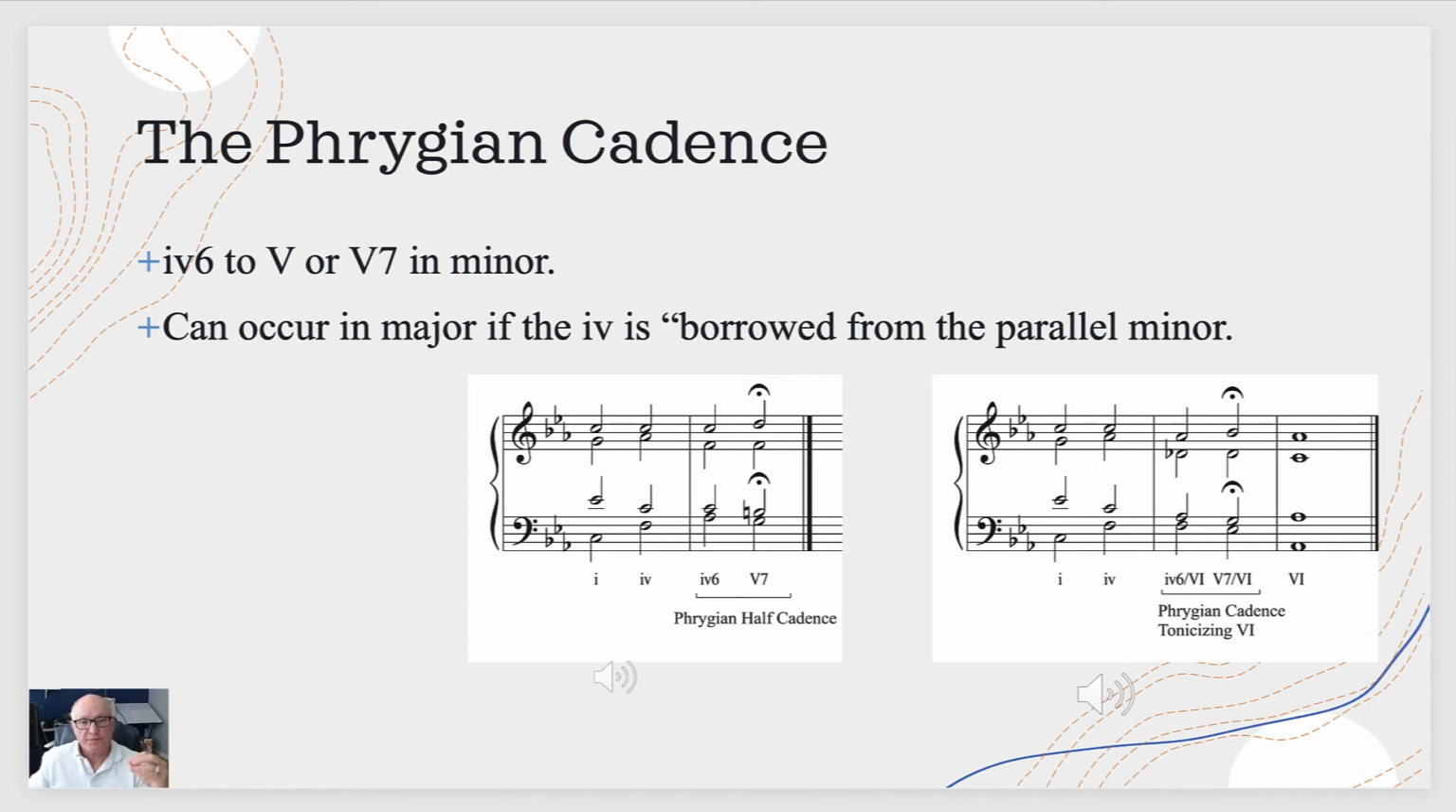So here's the Phrygian half cadence. Now the important thing is you look at that part and it says Phrygian. That tells you 4/6 to 5. Half cadence tells you 5. So this phrase ends on the 5 chord, and it's preceded by the 4/6, the minor 4/6. So listen to this.